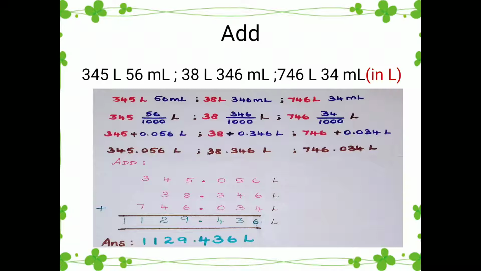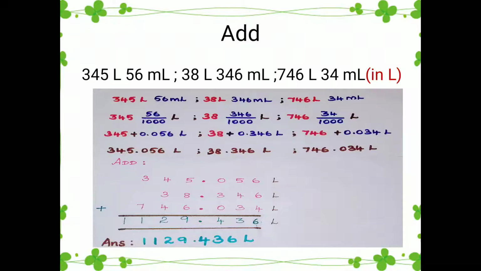Then 56 is in milliliter, so you should convert that into liter. Milliliter is a smaller unit and liter is the higher unit. If you are converting a smaller unit to a higher unit, you are going to divide. So 56 divided by 1000 liter. You are converting into liter, so just mention the unit as liter. Then write the 38 as it is and 346 by 1000 liter. Then 746 as it is and 34 by 1000 liter.